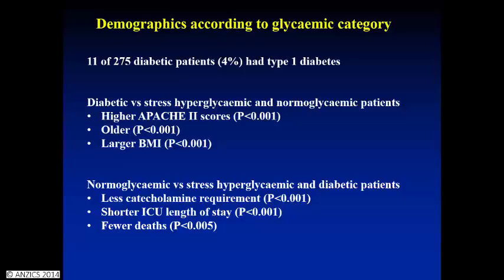Normoglycemic patients, compared to any patient with a dysglycemic state, so stress hyperglycemia or diabetes, tended to be more well, so less catecholamine requirements, shorter ICU length of stays and fewer deaths.